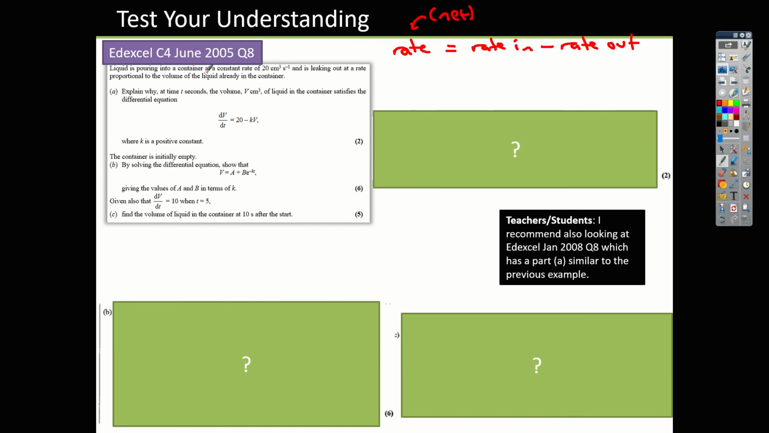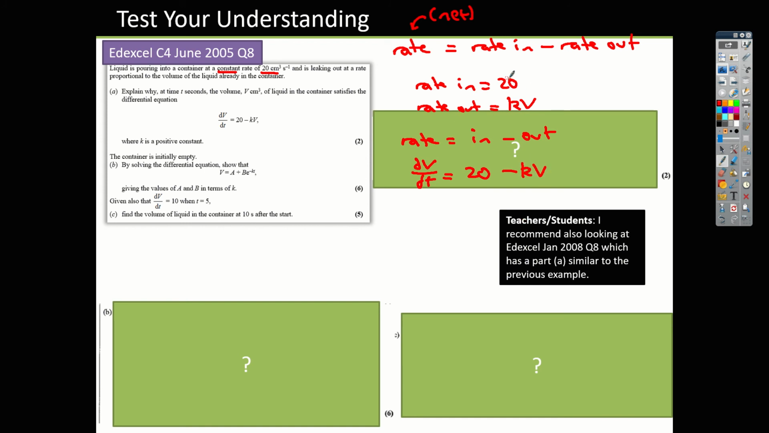Okay, the rate in is this constant rate of 20. So let's write that down. So the rate in equals 20. Okay, just a constant number for the rate. And it's leaking out proportional to the current volume. So that's going to be K times V. Okay, so this basically sets up how our equation is going to work. Our rate is in minus out. The rate overall is the change in volume over time. The rate in is 20, and the rate out is KV.